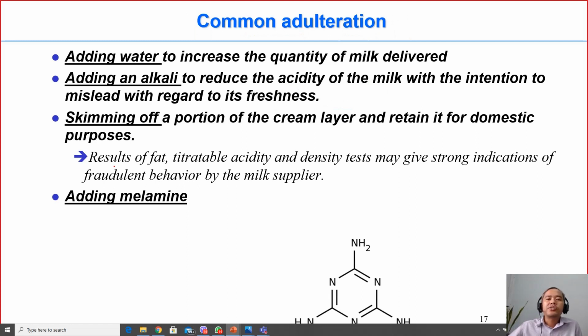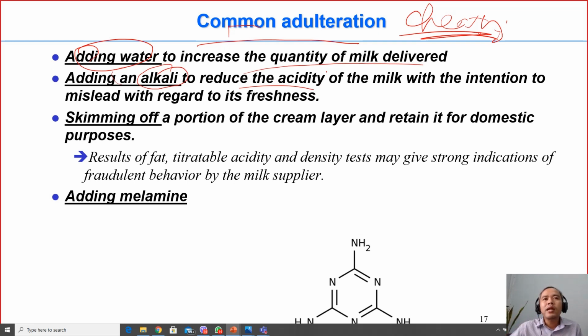And the slide shows the common adulteration. Adulteration means cheating. If we don't have a good control system, good quality evaluation, then some farmers may add water into milk to increase the volume, for example, or to do something else. What they normally do is add water to increase the quantity, or they add an alkaline to reduce the acidity.